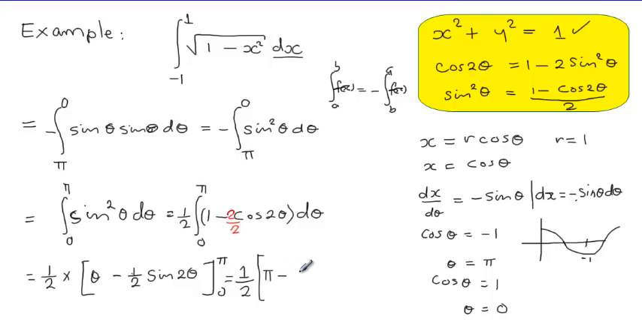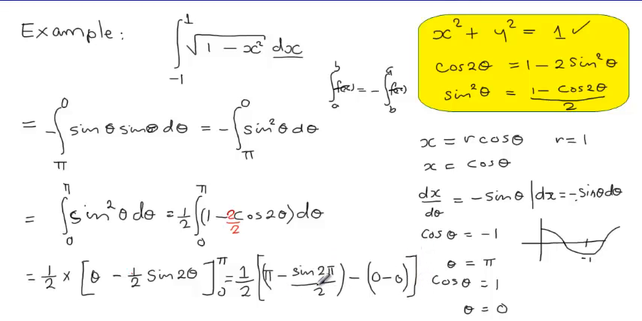Minus sine of 2 pi. Remember, theta is pi, we just replace theta by pi, we get 2 pi, divided by 2. That's the value of the function at the upper limit, minus the value at the lower limit. What is the lower limit? 0. Put 0 there. Minus sine at 0. 2 times 0 is 0. Sine is 0, times half is 0. 0 minus 0. Then we close our bracket.